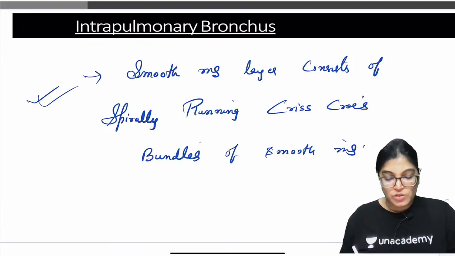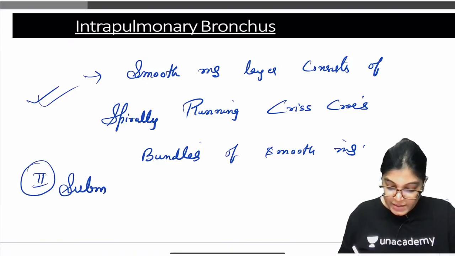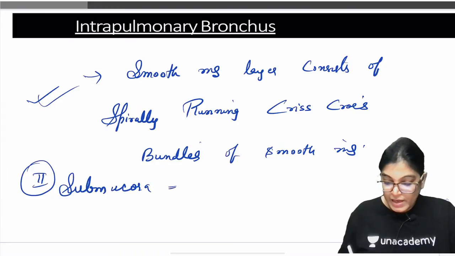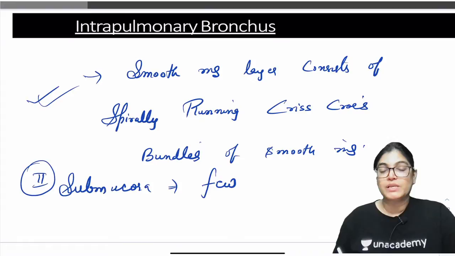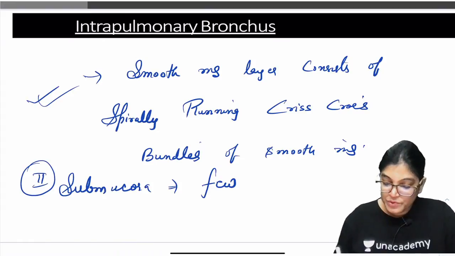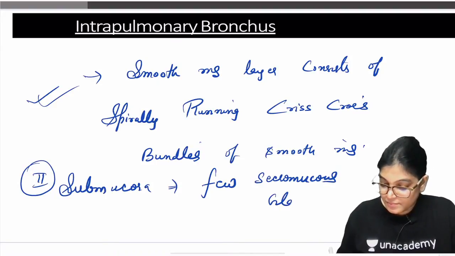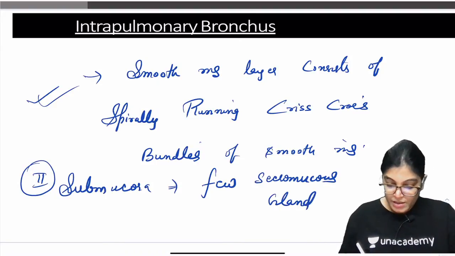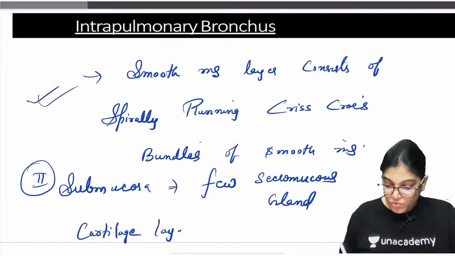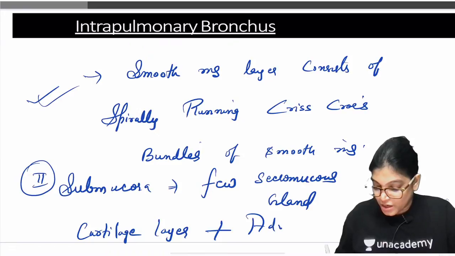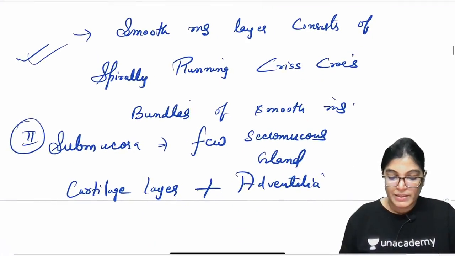And also my dear students, it will have the submucosa layer, that is the important next layer. The submucosa layer will have few seromucous glands. So the number of seromucous glands is decreased. Then it will have the cartilage layer, and the outermost layer will be adventitia.